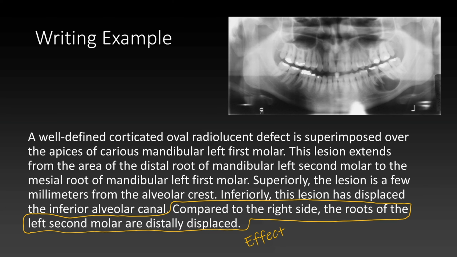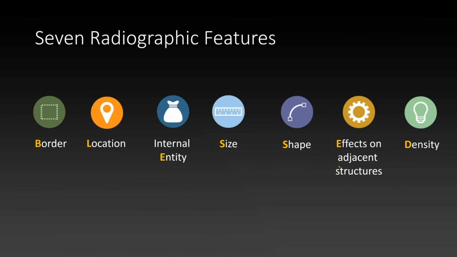Combining all this description, I can arrive at a radiographic diagnosis of a radicular cyst associated with the carious and pulp-exposed mandibular left first molar. There you go, an example of a radiographic note using the BLAST format of description: border, location, internal content, size, shape, effects, and density.